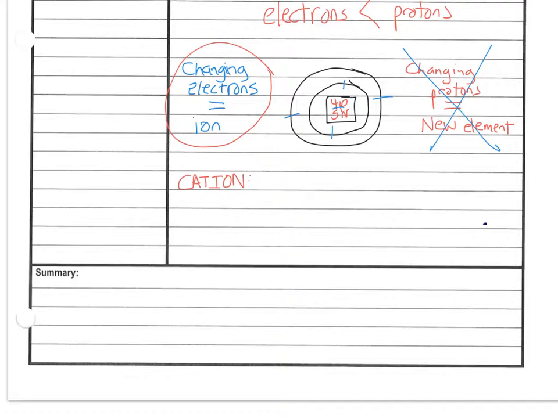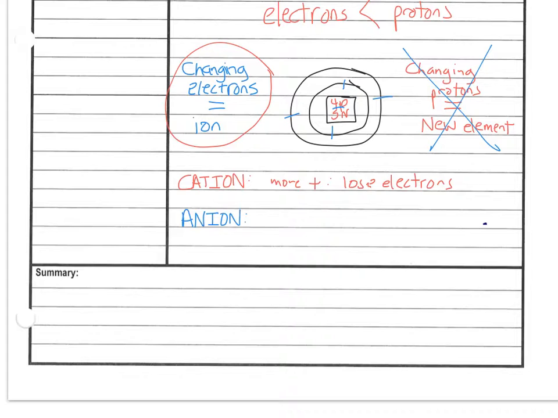So to form a cation, we want to have more positives. But since we can't just add positives, what we have to do is lose electrons. If we lose electrons, that means that we'll have extra protons, which will give us our positive charge.